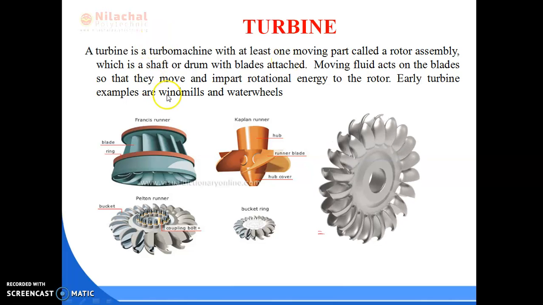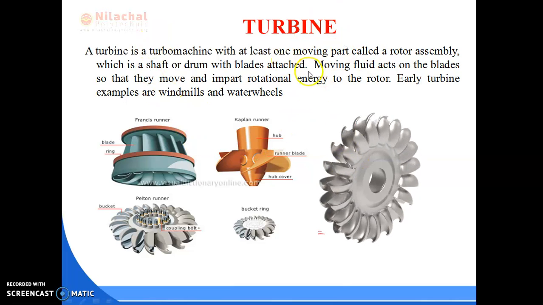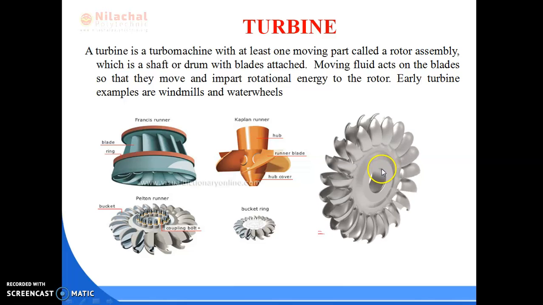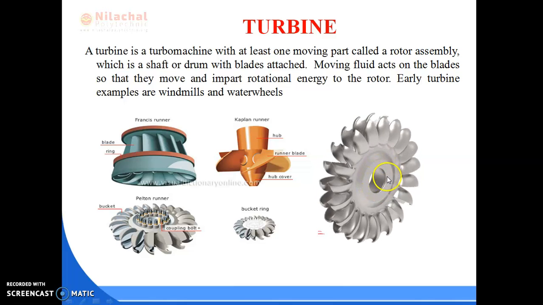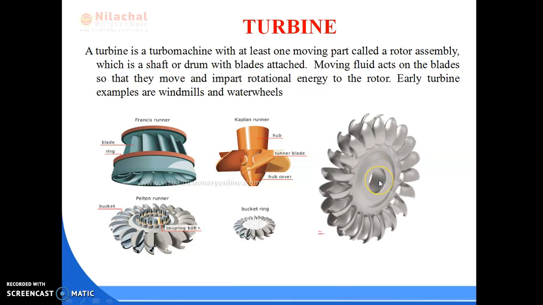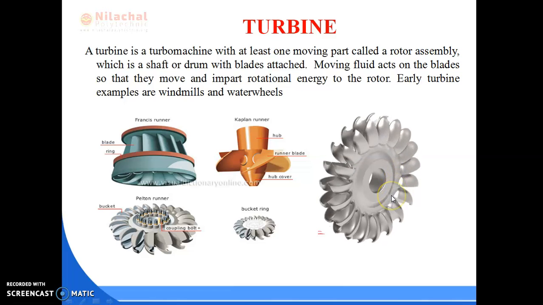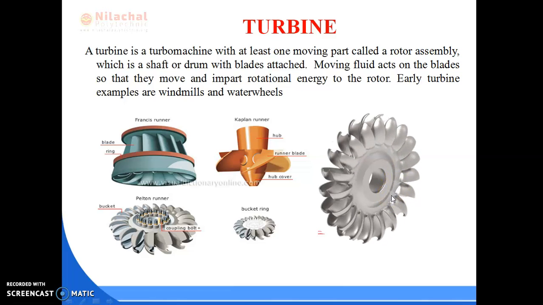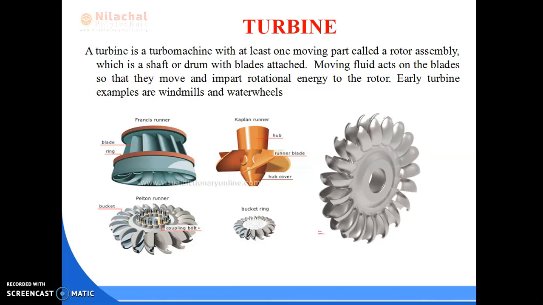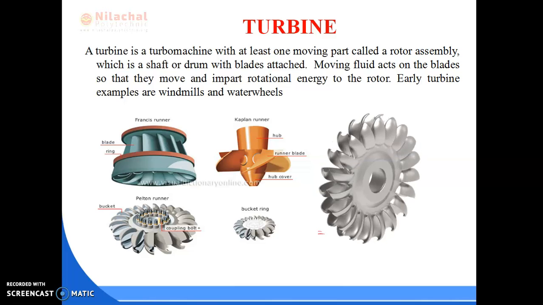We have different types of turbine unit where there is a runner part. The circular disc is known as a runner part. The runner part has a hole. Inside the hole we put the shaft, and the runner outer surface is fixed with the buckets or blades. This is the turbine unit.